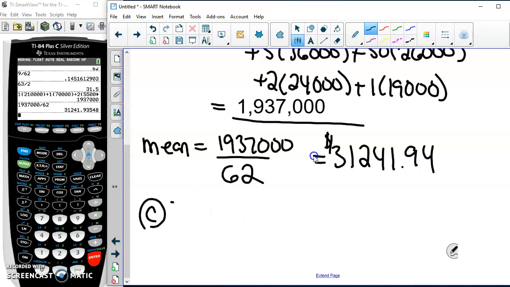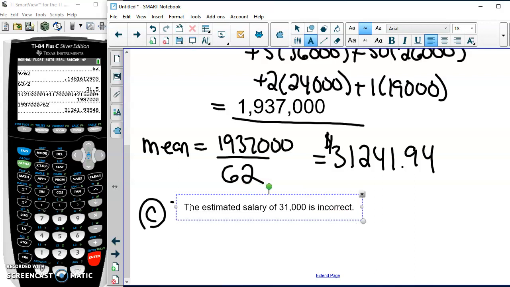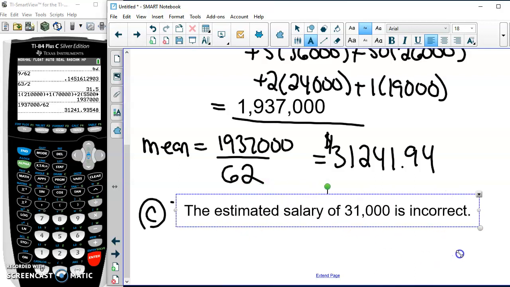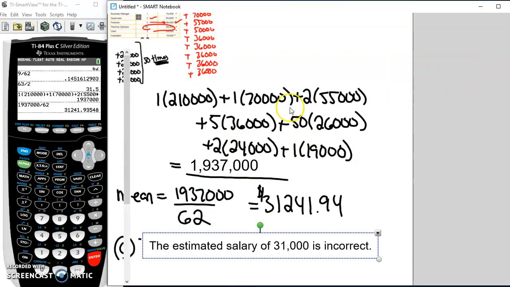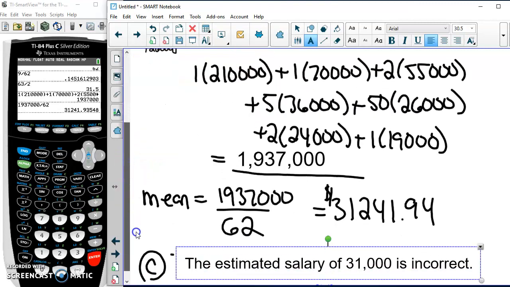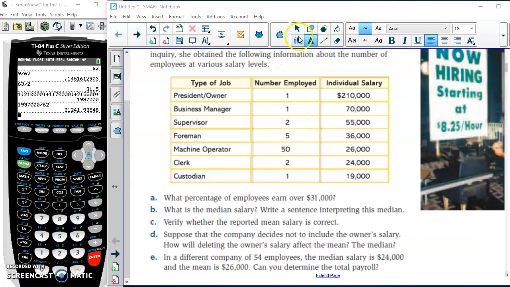So the answer to C is the estimated salary of $31,000 is incorrect. It's not right, it's a little bit more than that. Let me take a look, I think it was on the screen. Oh man, it's on the other screen. So the estimated salary of $31,000 is incorrect because we did all this work. All right, next question, D.